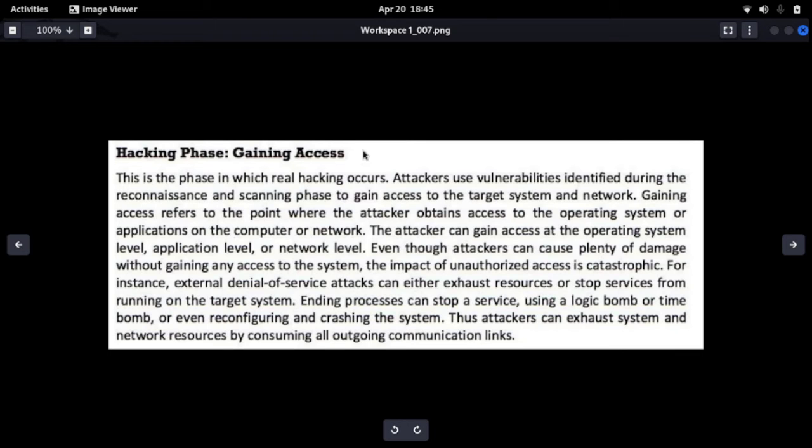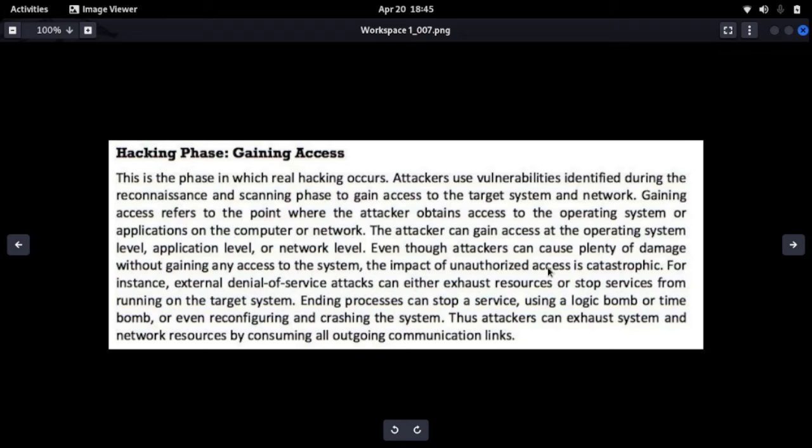Okay, let's look at gaining access. This is the phase in which real hacking occurs. Attackers use vulnerabilities identified during the reconnaissance and scanning phase to gain access to the target system and network. Gaining access refers to the point where the attacker obtains access to the operating system or application on the computer or network. The attacker can gain access at the operating system level, application level, or network level. Attackers can also cause plenty of damage without gaining access to the system.